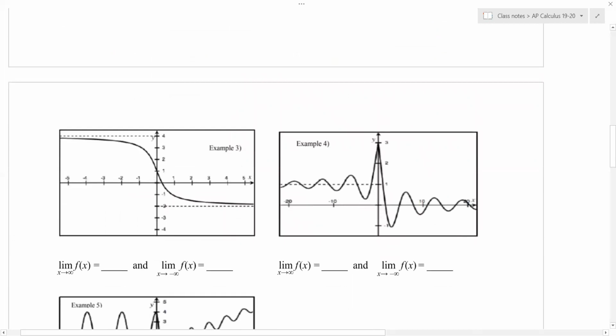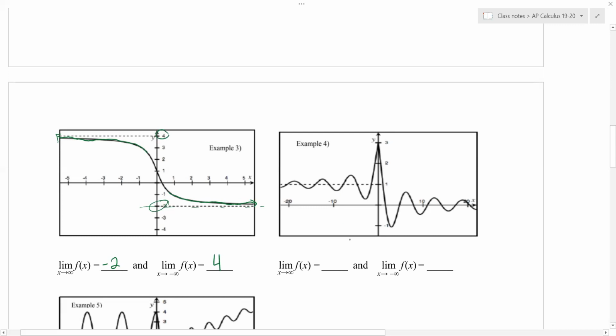In this graph, as we go all the way to the right, it looks like we're approaching a certain value. We're getting closer and closer to this horizontal asymptote at -2. So our limit approaches -2. What about as x approaches negative infinity? What are we approaching there? Well, we're going to the left all the way to the end of the graph. And further on, it looks like we're getting closer to 4.